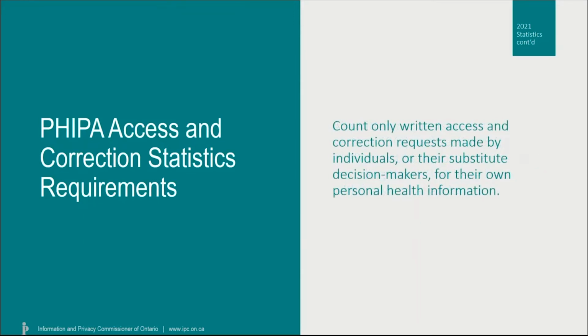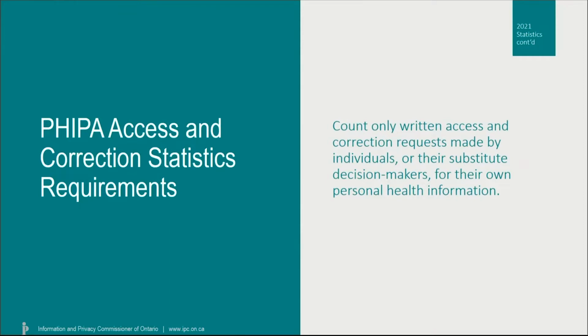Another requirement is to count only written access and correction requests that were made by the individuals, vis-a-vis the patient, or their substitute decision makers for their own personal health information. Now, we do often get questions about substitute decision makers. Please take a look, and many of you may already know this, but just to reinforce and reiterate, Section 26 of the Personal Health Information Protection Act has a ranking list in order of priority of substitute decision makers.